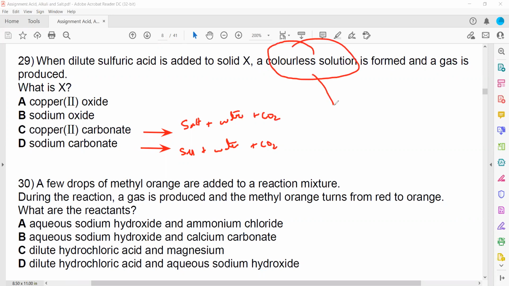A colorless solution or white solid gives an indication that either group 1, group 2, or group 3 elements are present. When group 1, 2, 3 elements are present, the solution is colorless, or if it is a solid, it will be a white solid. So it cannot be C, because C is copper 2. Copper has a colored solution. Sodium belongs to group 1. That's why it is sodium carbonate. Is it clear?